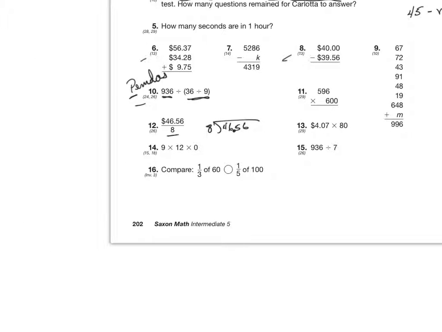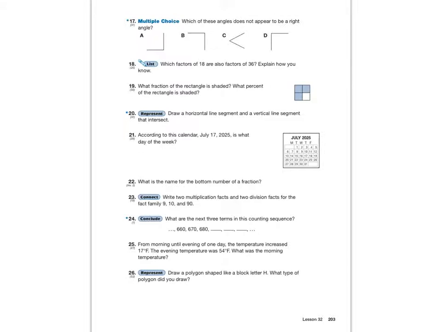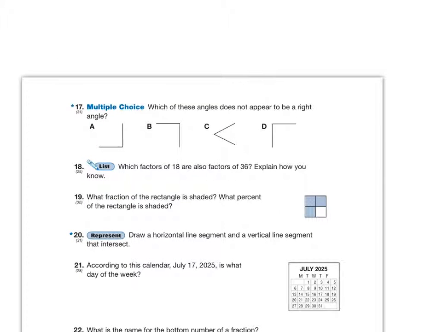14. Oh my word. What happens when you do this? All right. 16. Comparison. Make sure you actually compare and don't just do something funky. There you go. 16. Next slide. And 18. Which factors of 18 are also factors of 36?